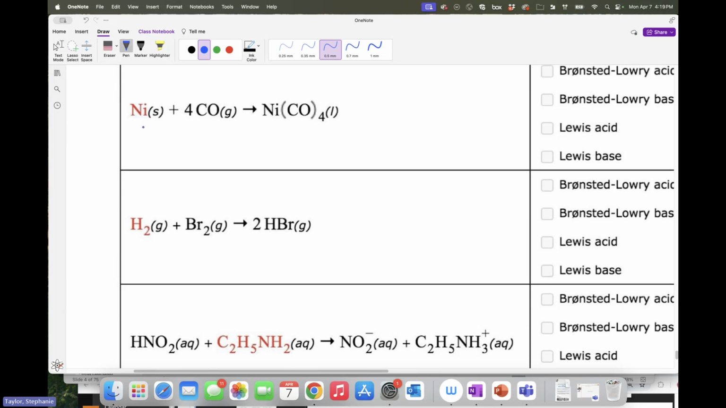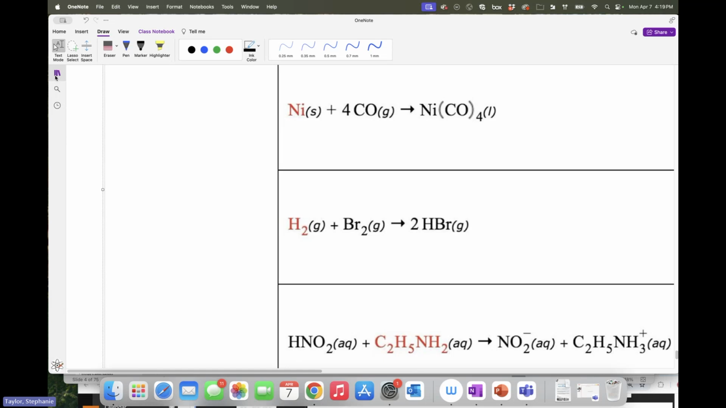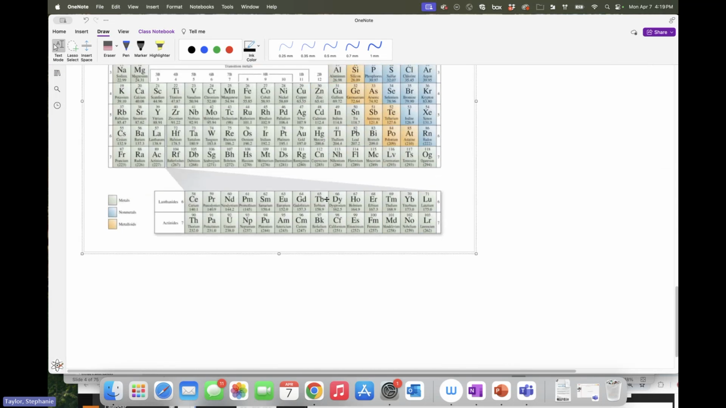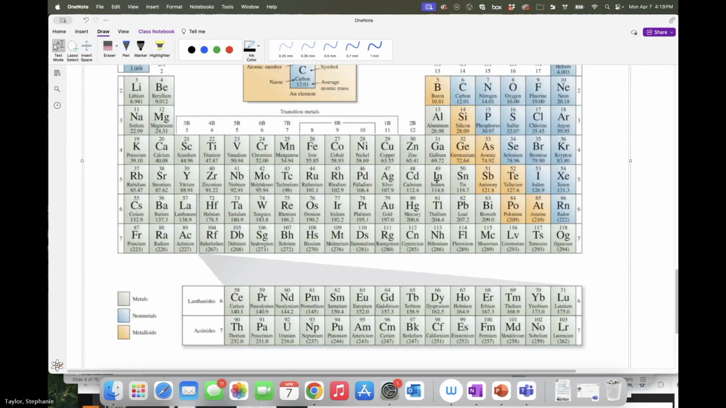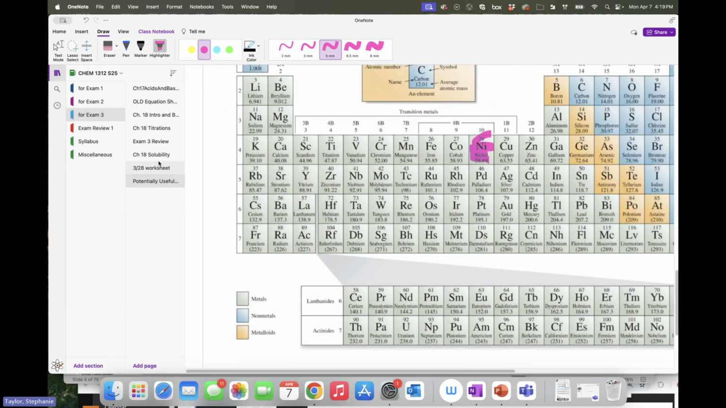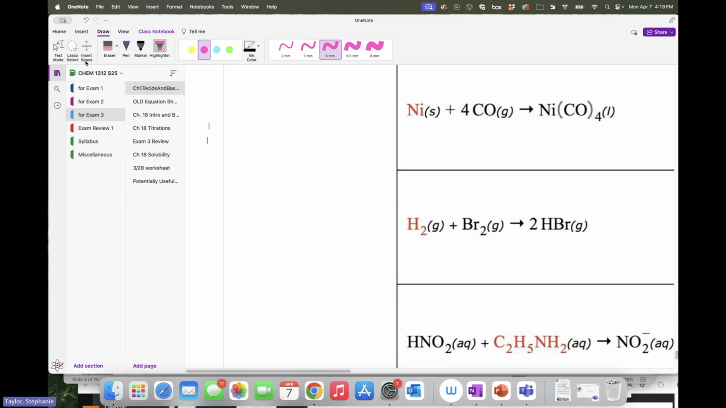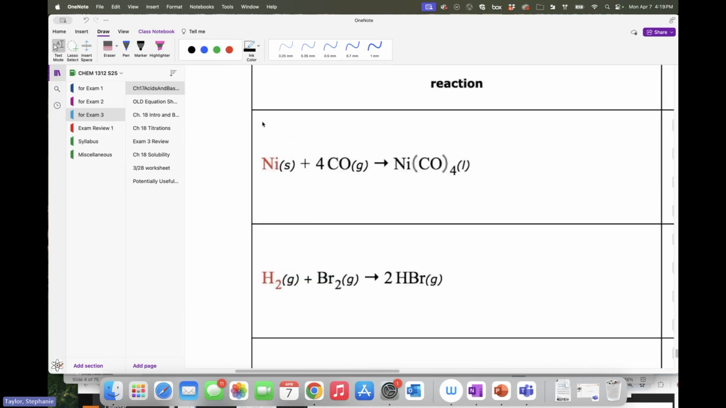If I'm looking for Lewis stuff, I'll just go ahead and copy this over. Where is my periodic table? There you are. So nickel is right here. So it is in that D block elements. So nickel is a metal, so it is likely to be a Lewis acid. So when I'm looking at nickel, I'm likely to say, hey, by the way, that's a Lewis acid.